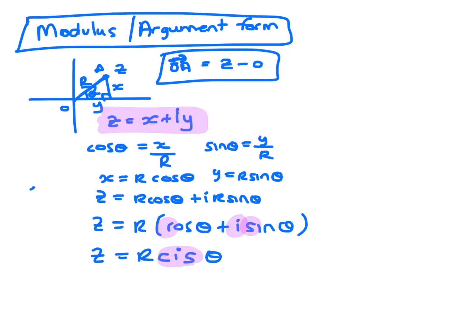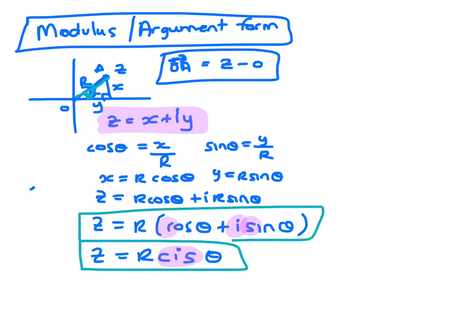I just want to point out that this actually relates to the magnitude of that vector ZO, and also to its direction, which is theta. A couple of other things when you're looking at this here is basically that the r, we call that the modulus. And the modulus is just the distance that z is from 0.